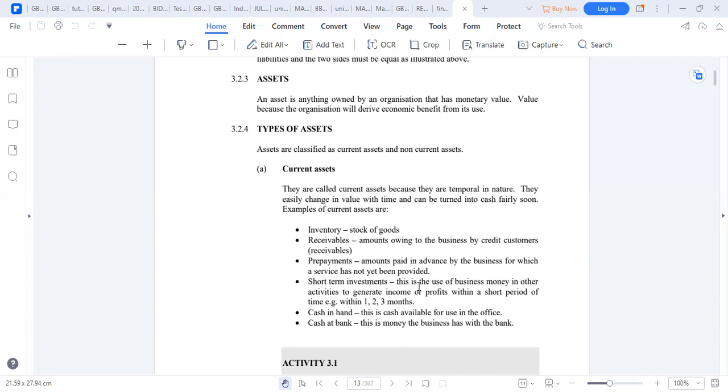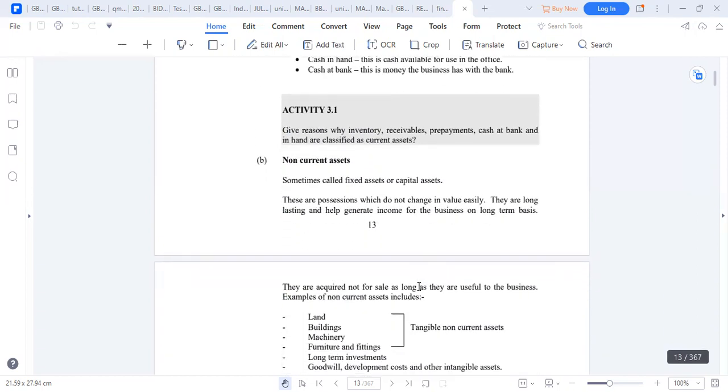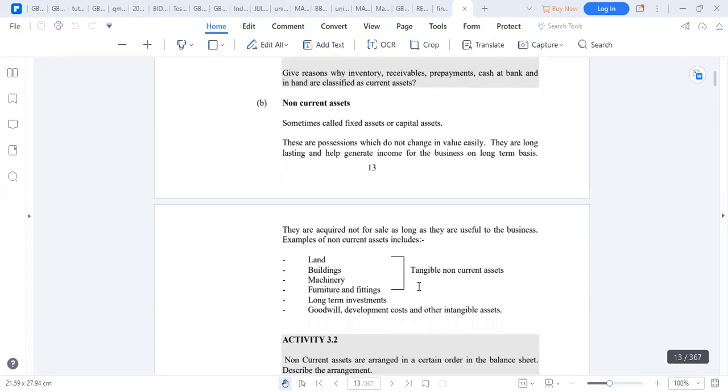Somebody asks, suppose we have cars that we are selling. Is that called inventory? Yes, as long as it is meant for sale. But if it's meant for use in the business, it's called a fixed asset. We also looked at the non-current assets, which sometimes are called fixed assets or capital assets. These ones are long-term entities of a business that are used to generate income on a long-term basis.